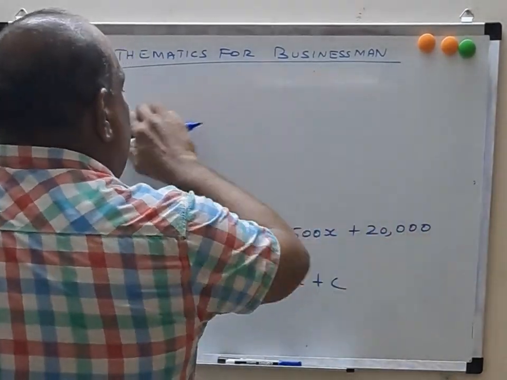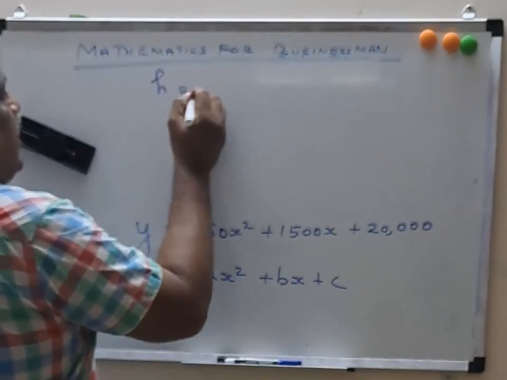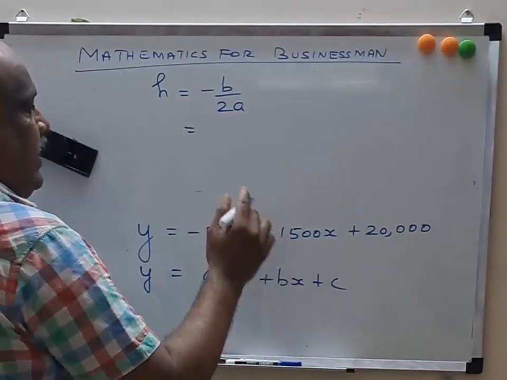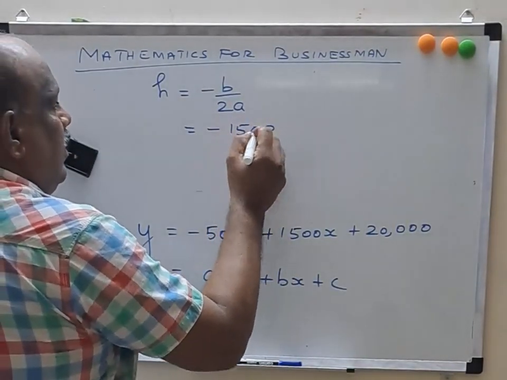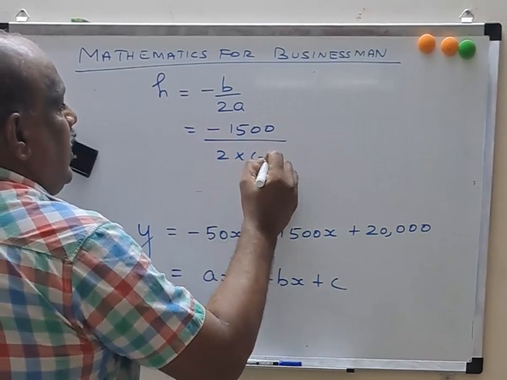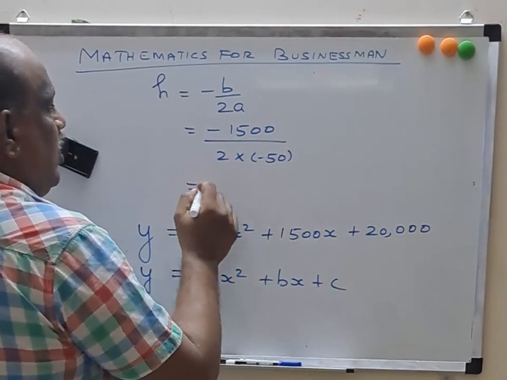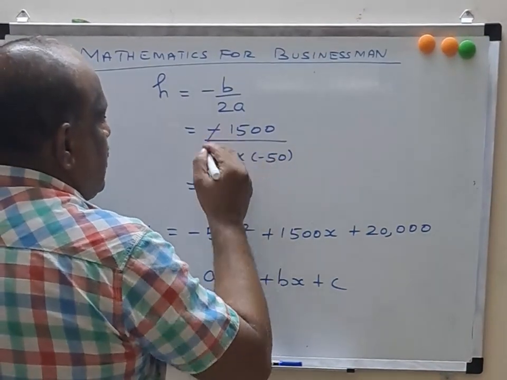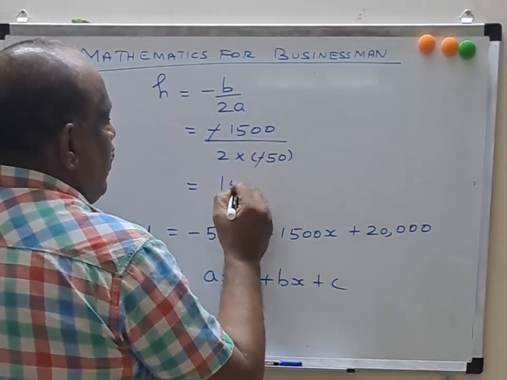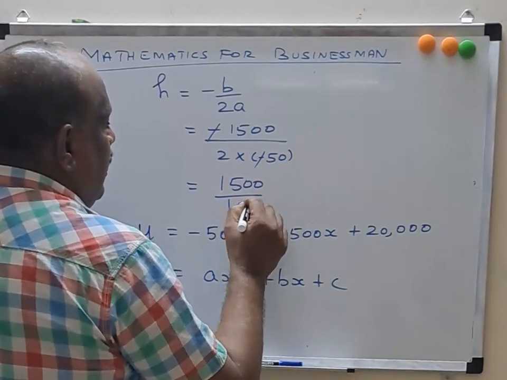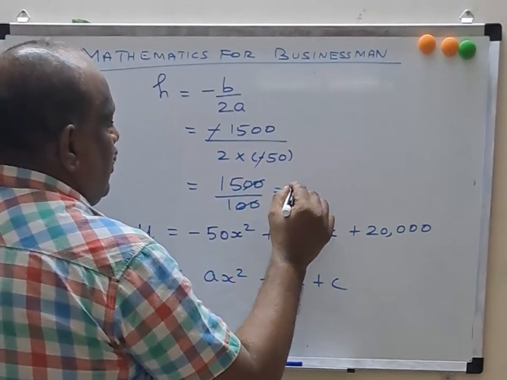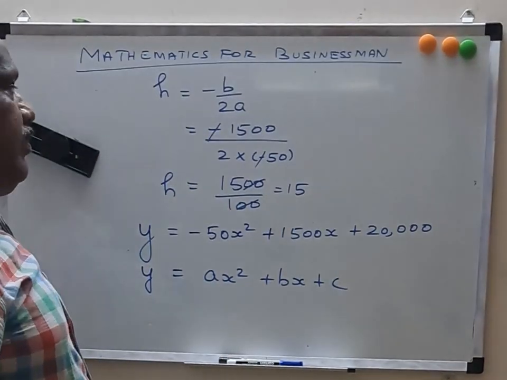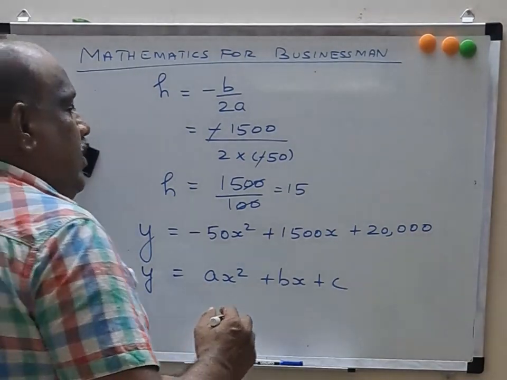Now, what is the vertex formula? We know h equal to minus b by 2a. So what is b? It is minus 1500. What is a? 2 into minus 50. So it will become, minus into minus will become plus, 1500 by 100. The zeros will cancel, so I will end up with h equal to 15.